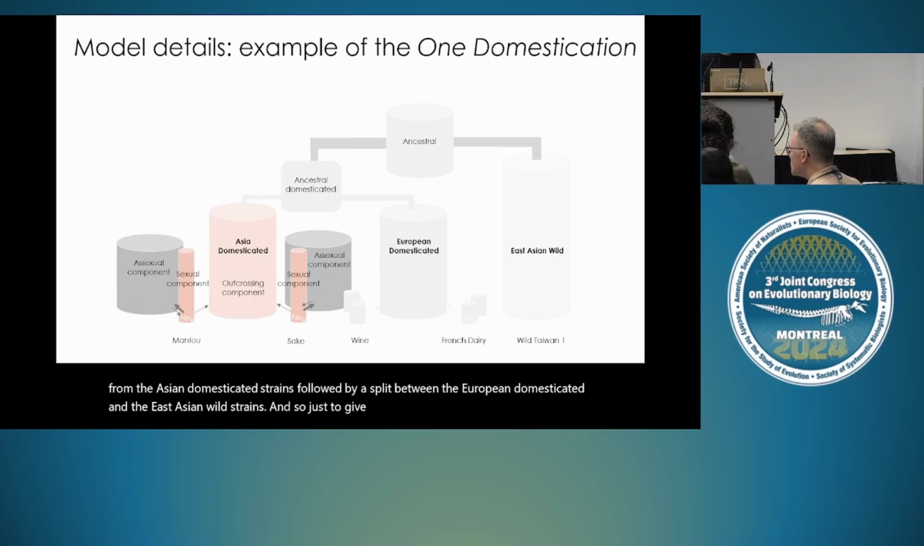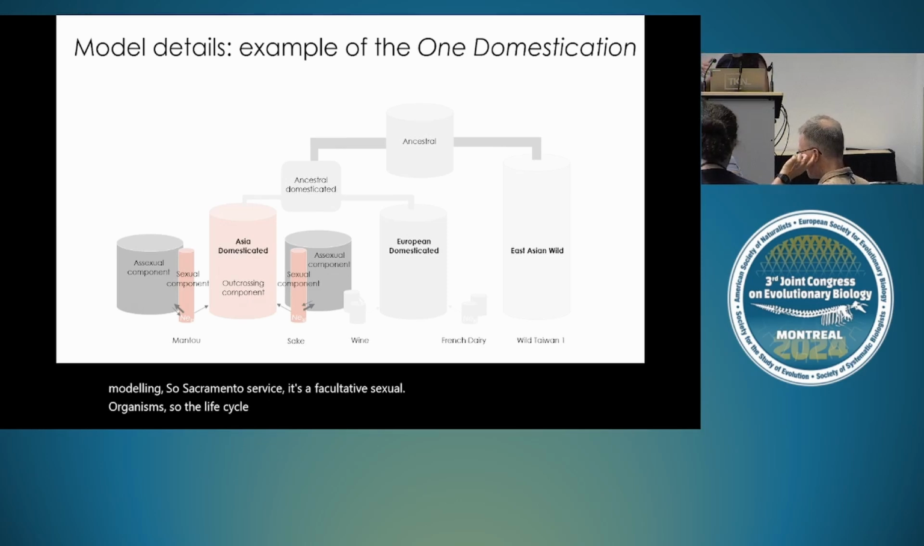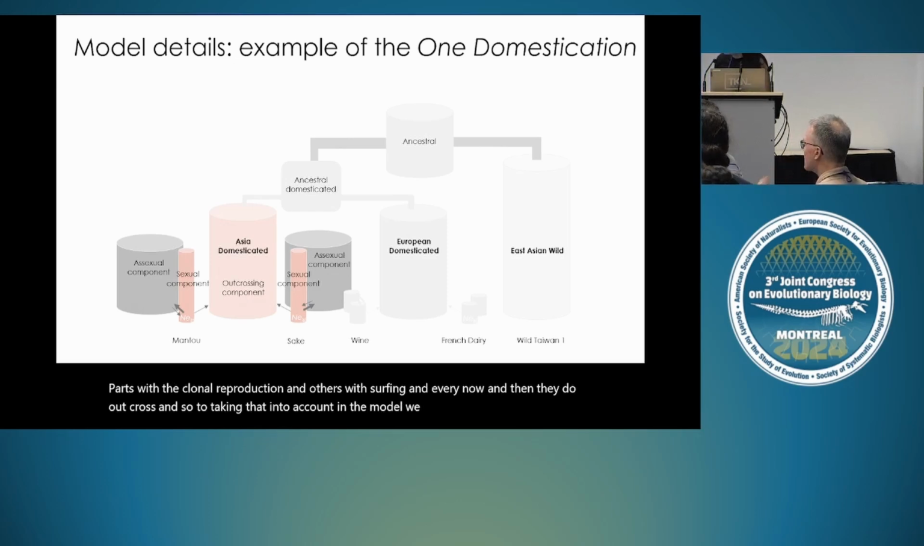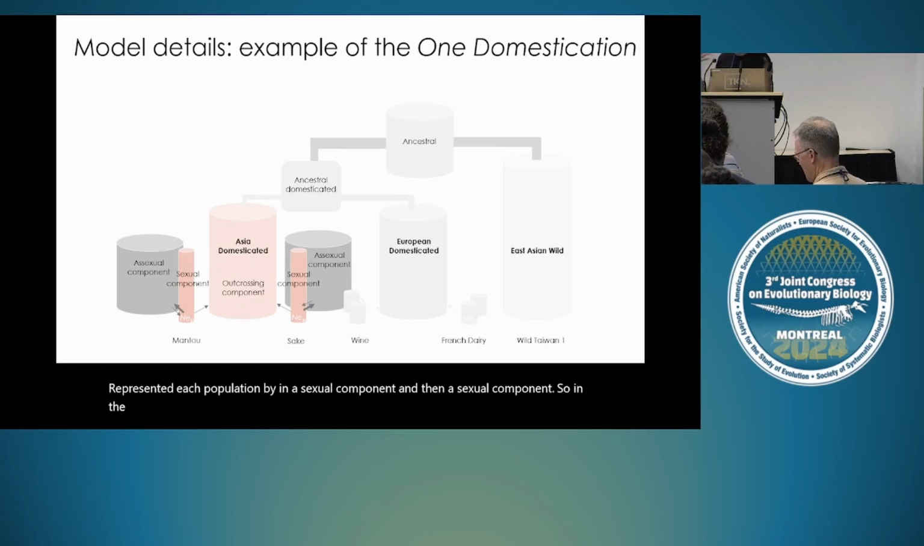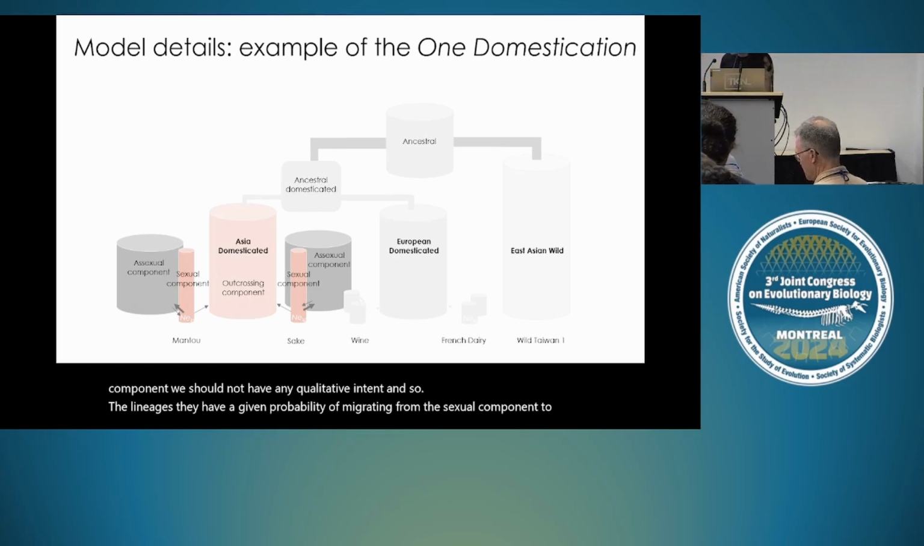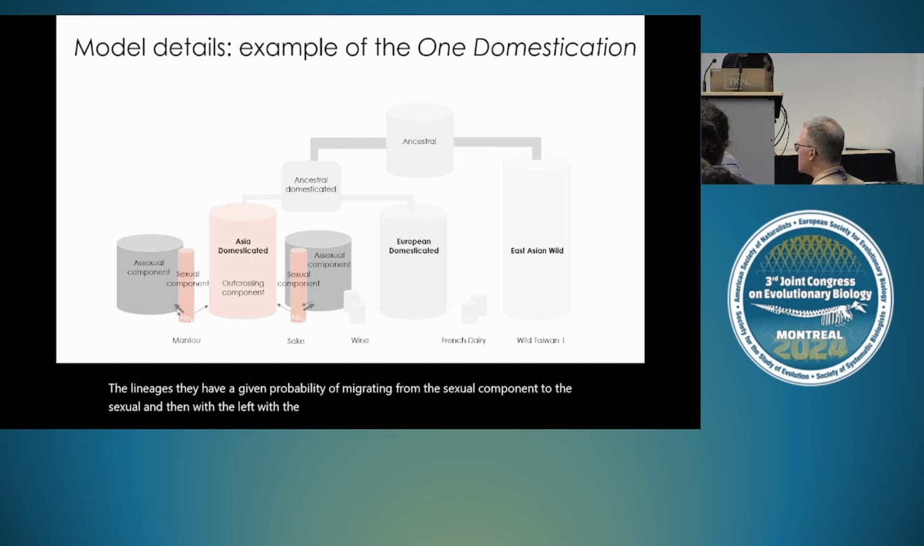And so just to give you a little bit more details about the modeling, Saccharomyces cerevisiae is a facultative sexual organism, so the life cycle includes parts with clonal reproduction, and others with selfing, and every now and then they do outcross. And so to take that into account in the model, we basically represented each population by a sexual component and an asexual component. So in the sexual component, coalescent events should happen at a faster rate, and in the asexual component, we should not have any coalescent event. And so the lineages have a given probability of migrating from the sexual component to the asexual, and then with the least probability to the outcrossing component.